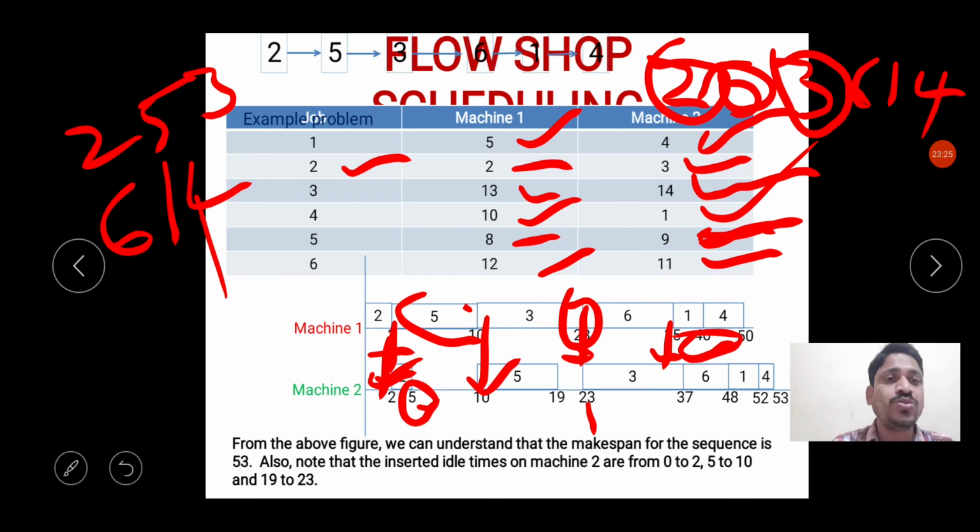Let us come to machine 2. Machine 2, from 0 to 2 there is no work. There is no box here, you can see. The work of job 2 started from 2 only.